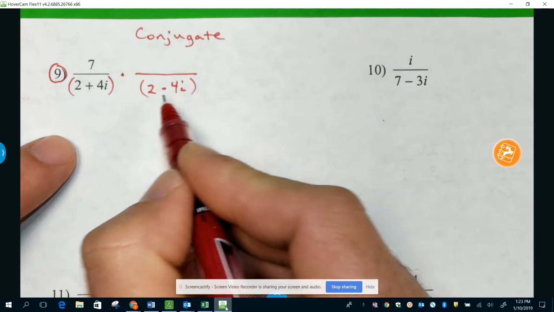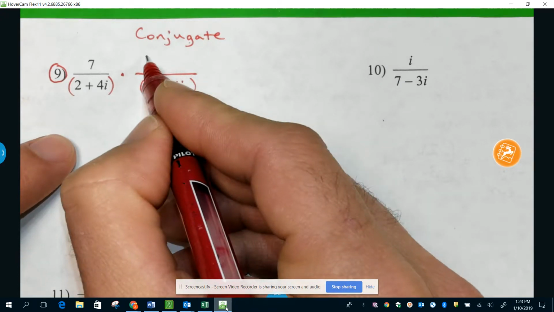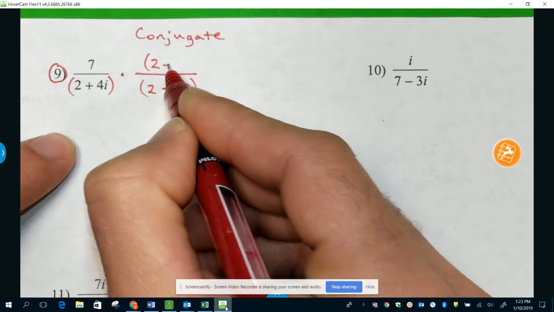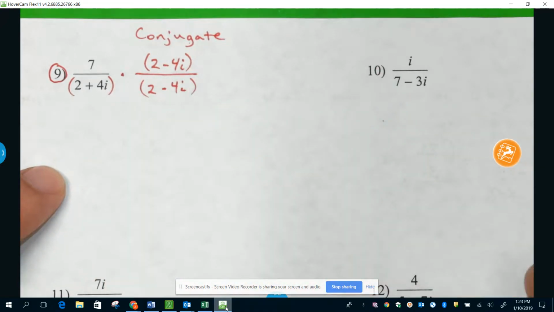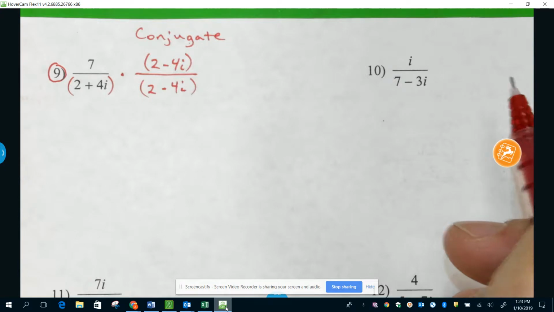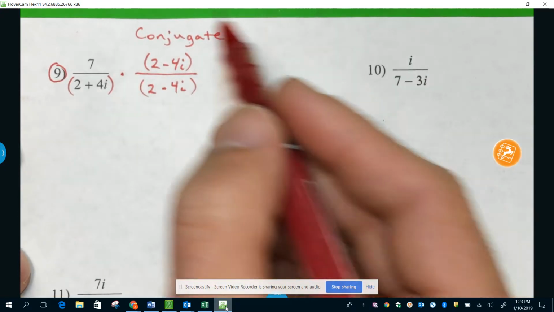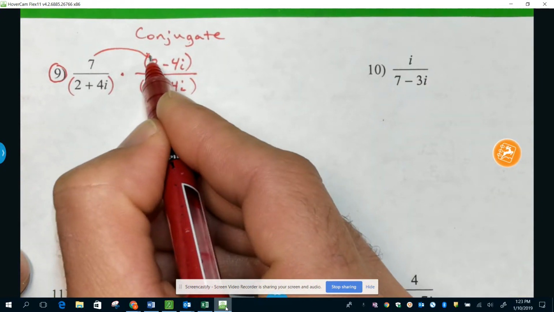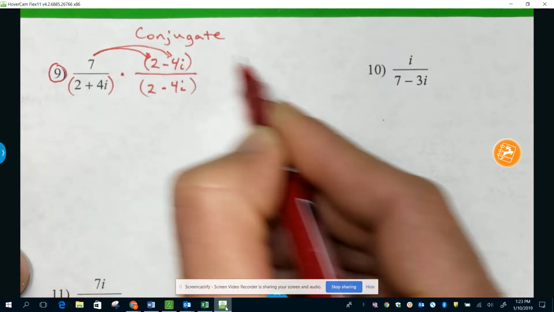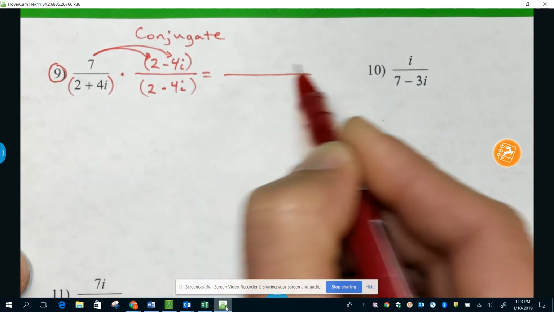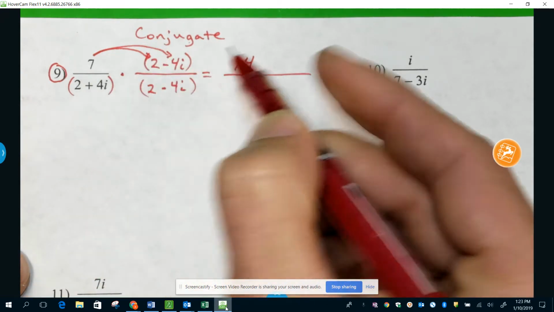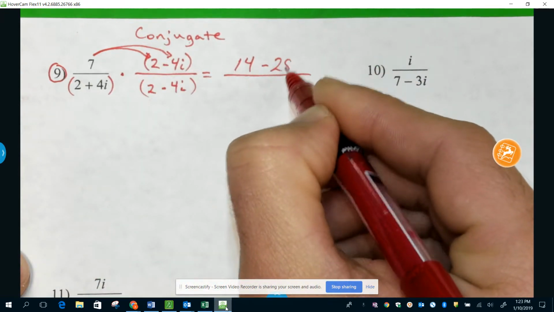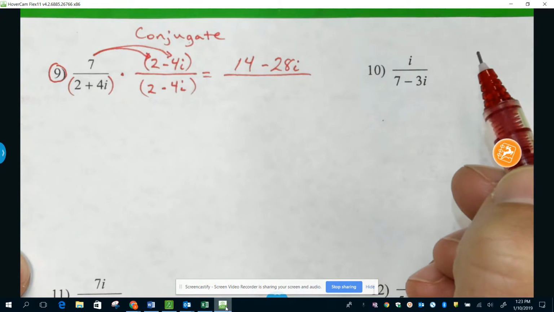Well, if I multiply the denominator by 2 minus 4i, I've got to multiply the numerator also by 2 minus 4i. Got to multiply the same thing in the numerator and the denominator. So when I multiply my numerator, I've got to go 7 times 2, and 7 times negative 4i. Got to multiply them both. 7 times 2 gives me a 14. 7 times negative 4i, negative 28i.